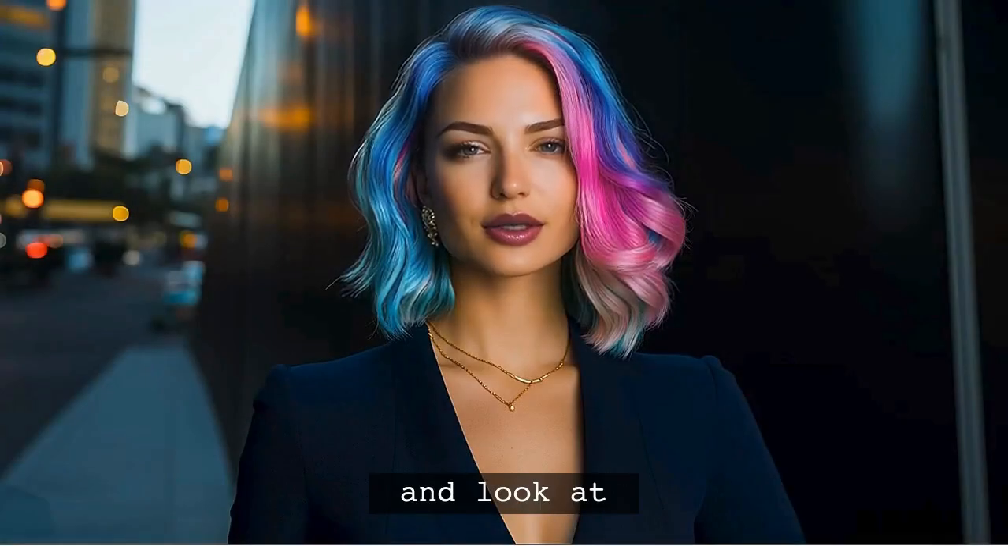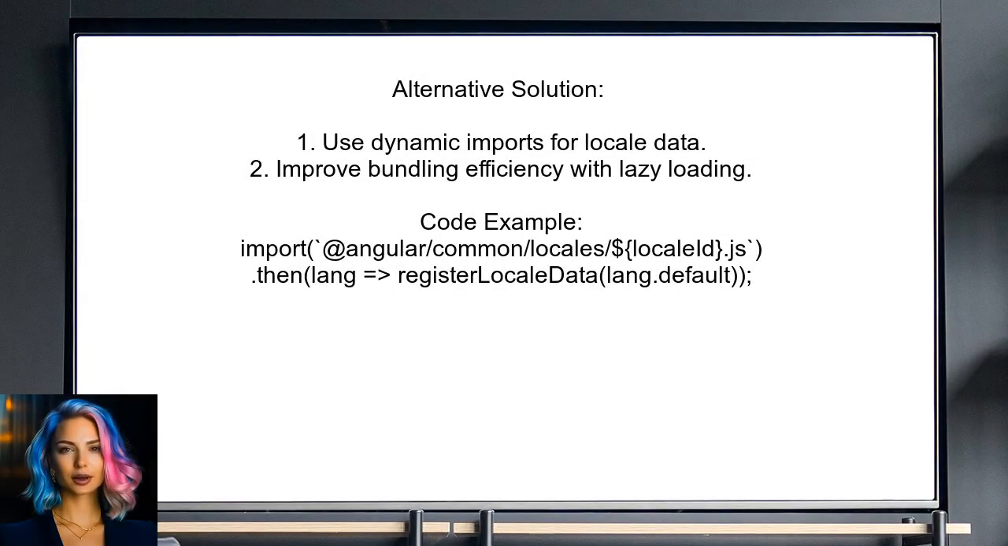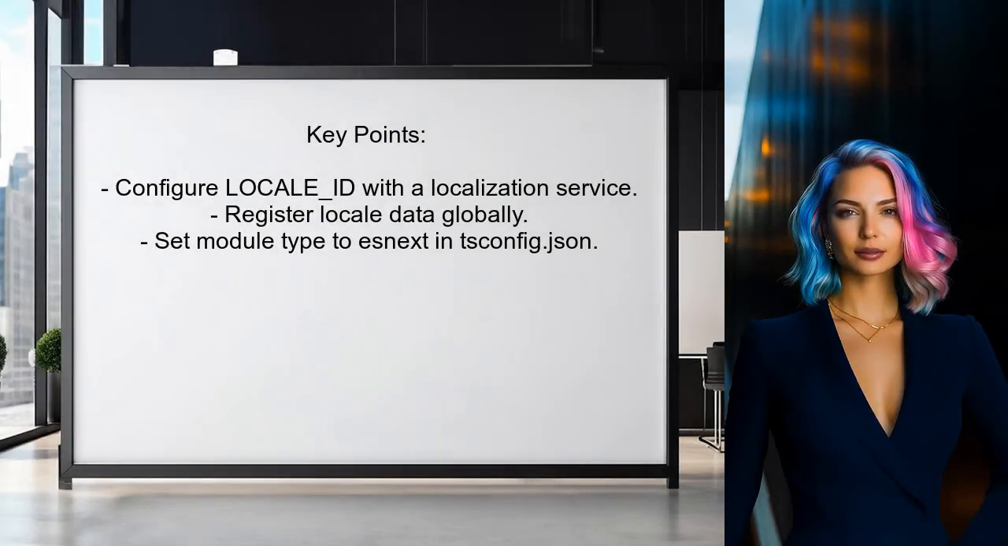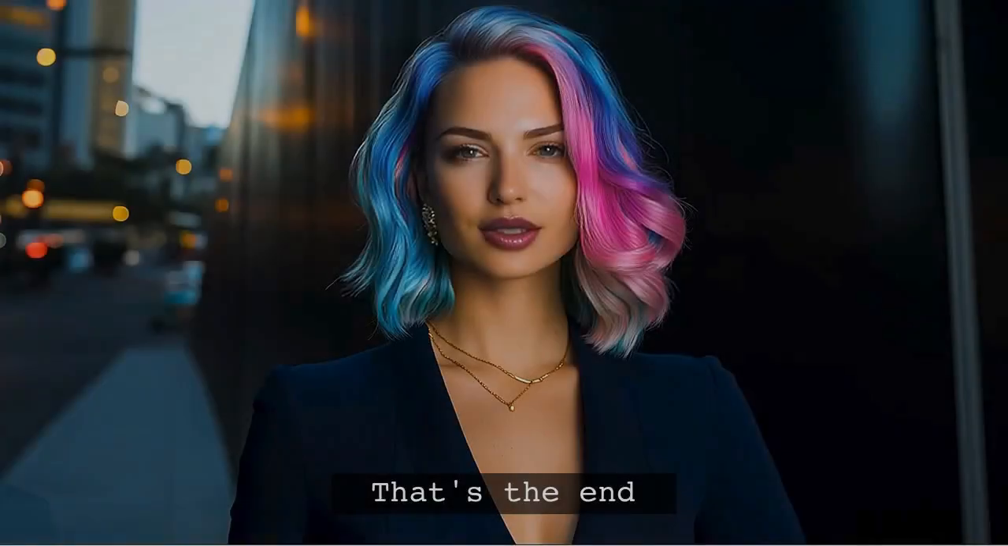Let's move forward and look at another answer. An alternative approach shared by another user involves dynamically importing locale data for the DatePipe in Angular. This method enhances bundling efficiency by using lazy loading. Key points include configuring locale ID in the app module, using a localization service, and registering locale data globally. The user also highlights the importance of setting the module type to esnext in tsconfig.json. To further optimize, the user suggests using Webpack magic comments to limit the locales loaded, ensuring only necessary data is included. That's the end of that answer.